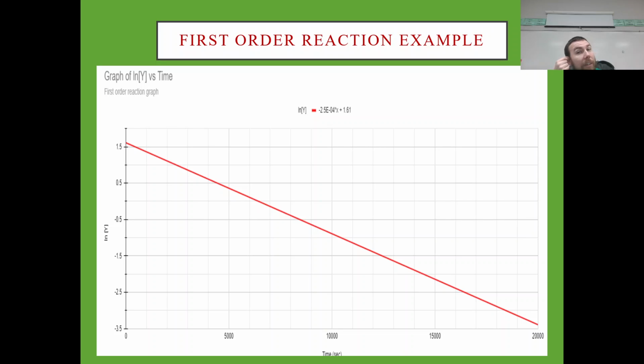All right, and so here is an example. Here's what that graph would look like if we had that first order process, right? So there's our slope. We've got our ln of 5.00. That's going to be at 1.61. And we've got our negatively sloping line.